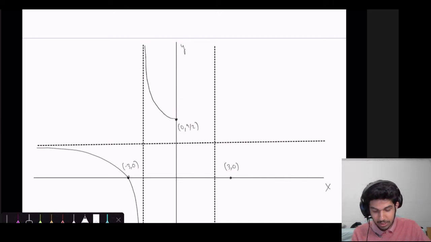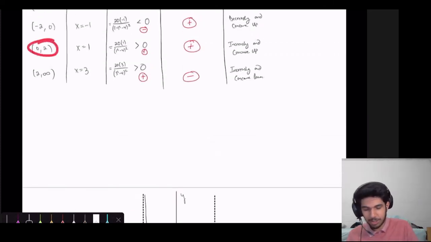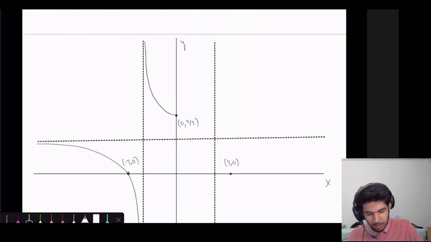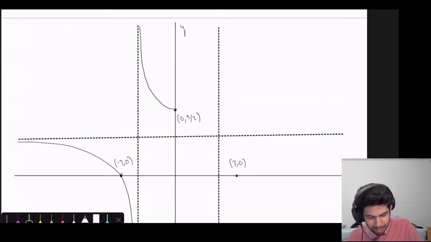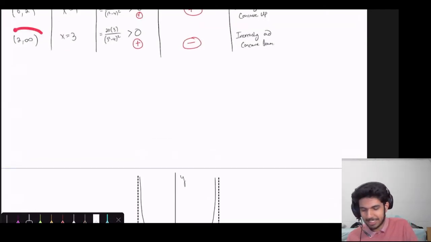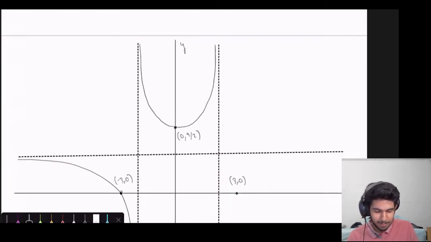Cool. So now we move on to the next interval, 0 to 2. Here, we're increasing and concave up. So we know we start here. We have to be increasing, so we have to go in this direction. And we want it to be concave up, so the curve should be pointing upwards. So putting that all together should look something like this. Awesome. And now we have one more interval to consider, 2 to infinity, where we're increasing and concave down.